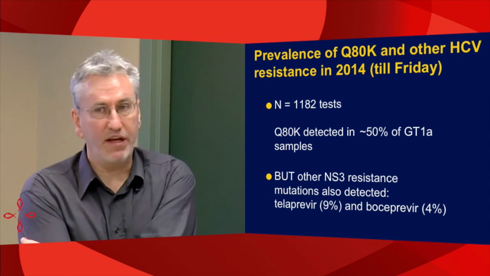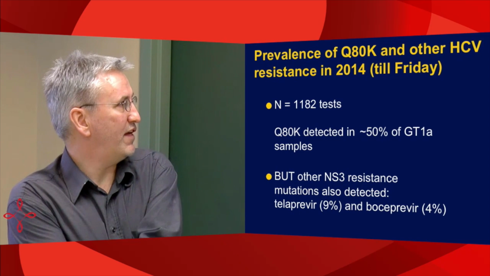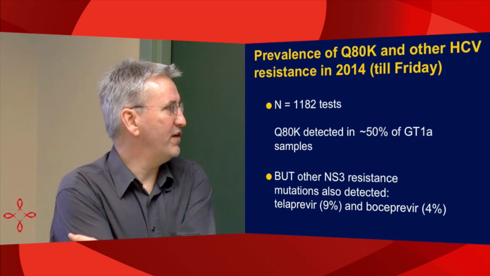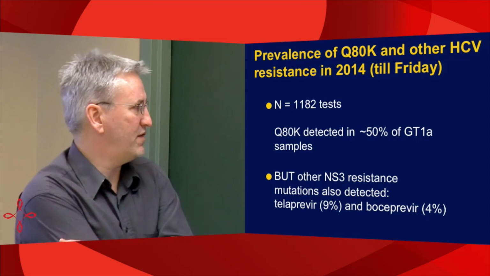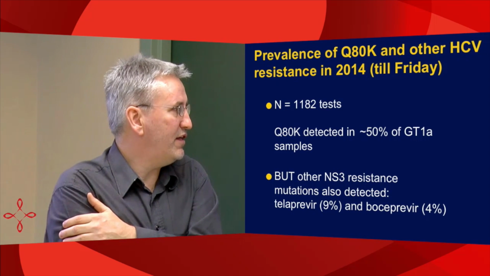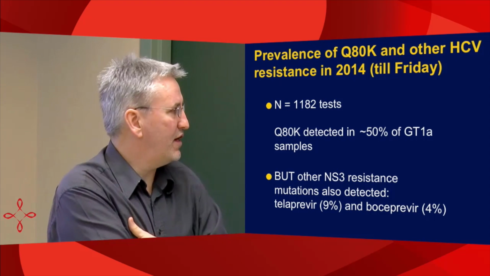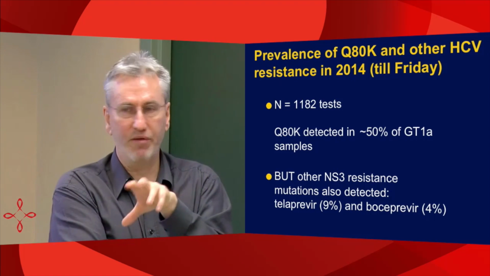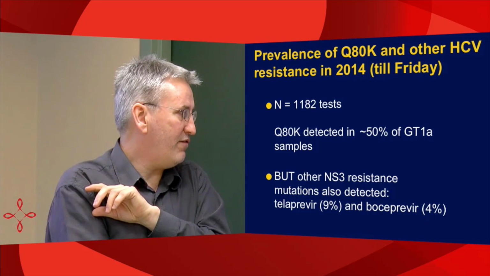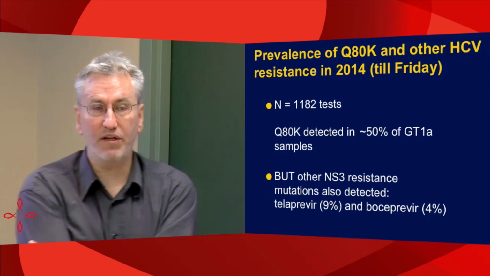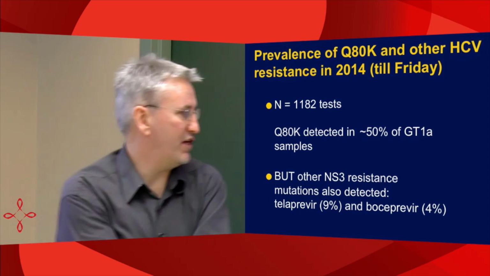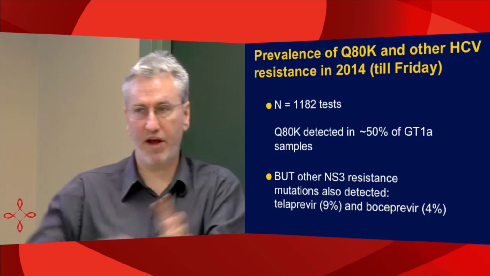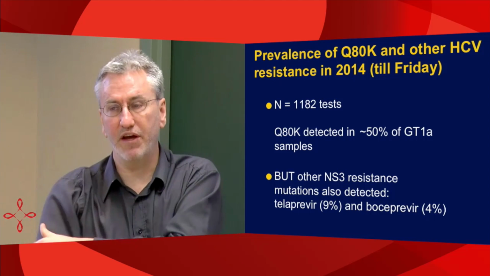And as a quick update as to where we are from the tests done in 2014 up until Friday, we've done about 1,100 tests so far, and indeed in Canada as well as in the United States, the Q80K is prevalent at about 50% of the population. But we have also detected really a startling amount of other mutations that would confer telaprevir, boceprevir, and other resistance to some of the other drugs.